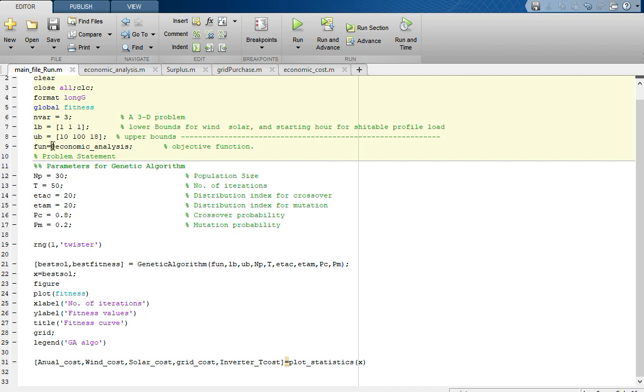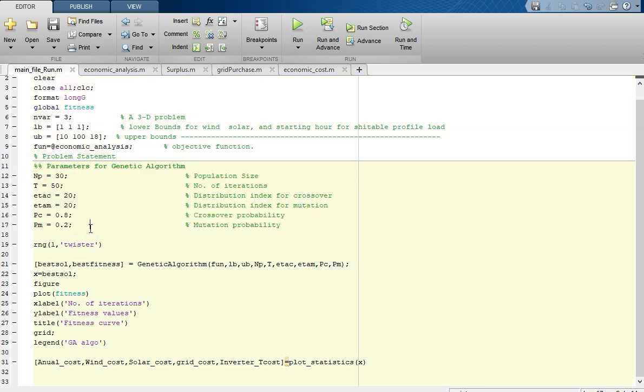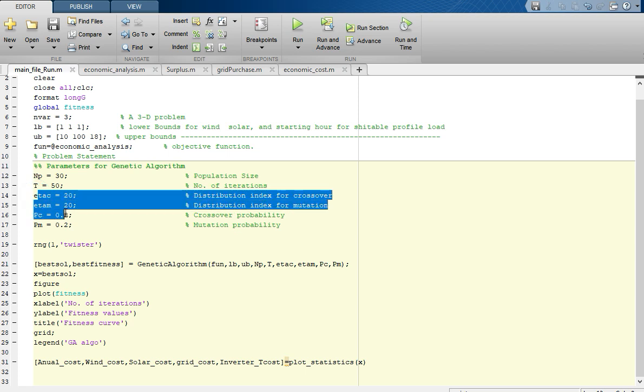So this is our fitness function. We will discuss this economic analysis file and the fitness function in detail. These are just genetic algorithm parameters. You can read about the genetic algorithm in the literature, a lot of literature is available. The number of population is 30. You can even increase this, and the number of iterations. There is the crossover index and the distribution of mutation index. You can change all these.